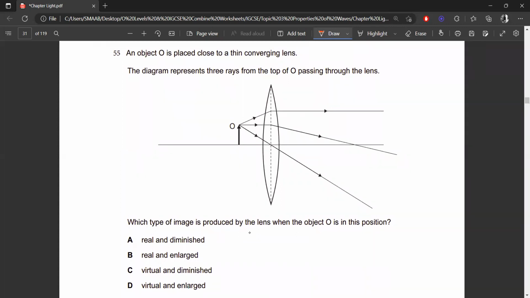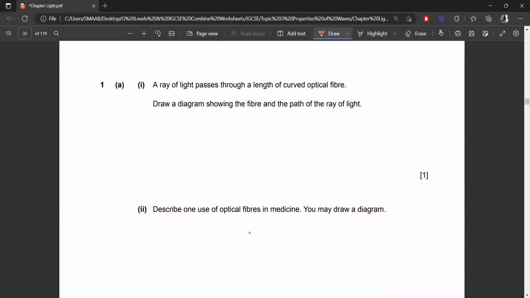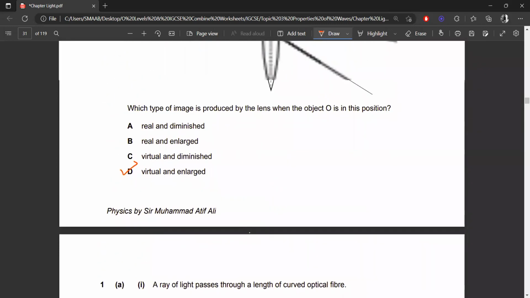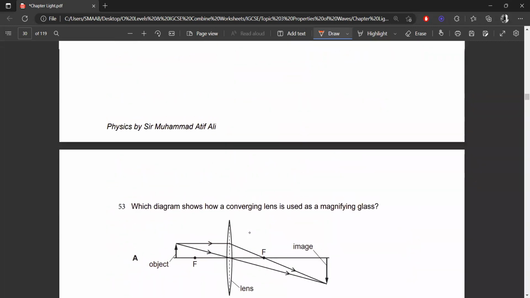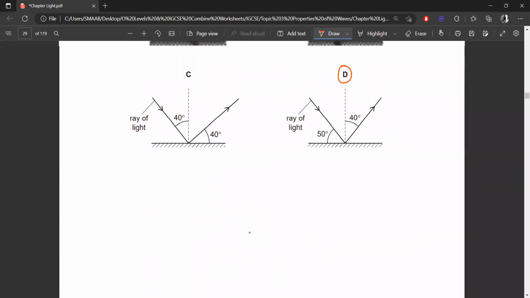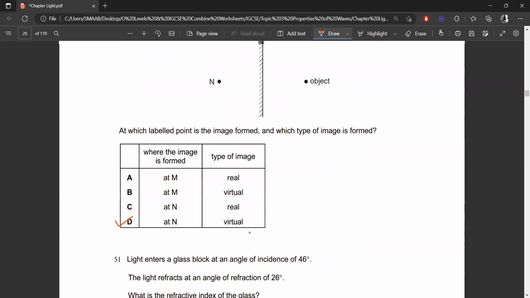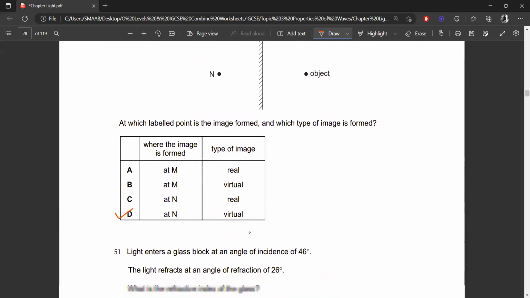Okay, so last MCQ of this worksheet of light. D? Virtual and enlarged. Right. So these are the MCQs of this section, right? Yes. And now you try to solve the detailed questions also. So this chapter will be completed. So we will work out with the next one.